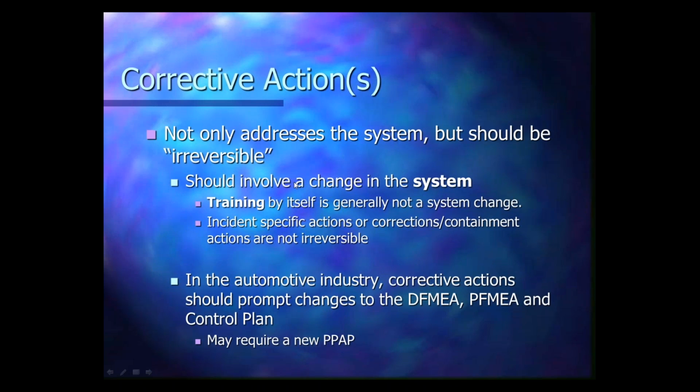Not only should corrective actions address the system, but they should be irreversible and involve a change in the system. Training in and of itself is generally not a system change. Chances are you already trained in the first place, so there needs to be a system change that goes along with it. In addition, most companies will indicate retraining as part of their corrective action. You need to seriously consider changing the way you did training. Chances are you trained before. How are you going to ensure that training is more effective this time?